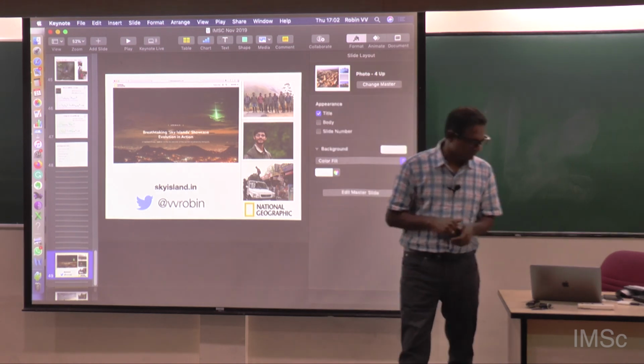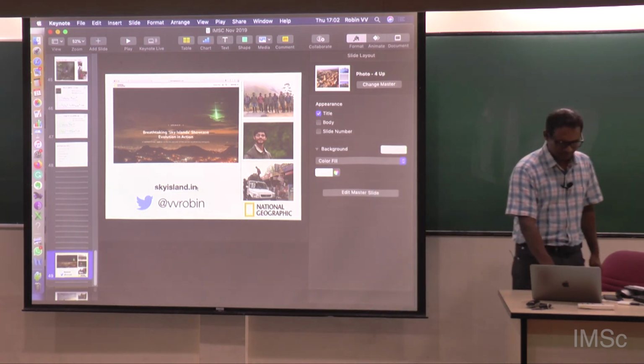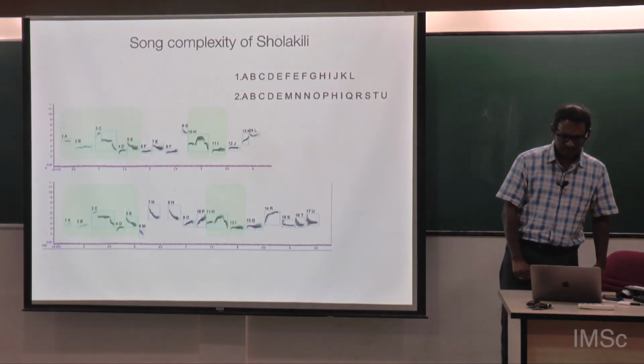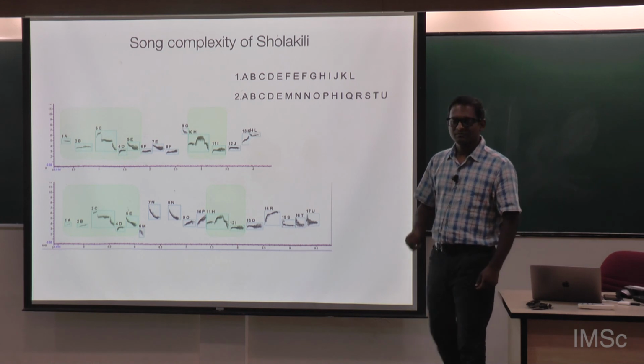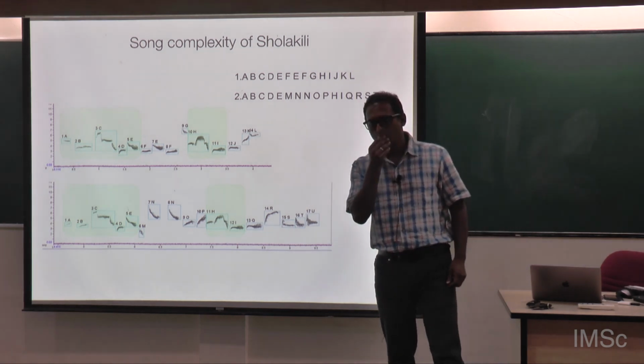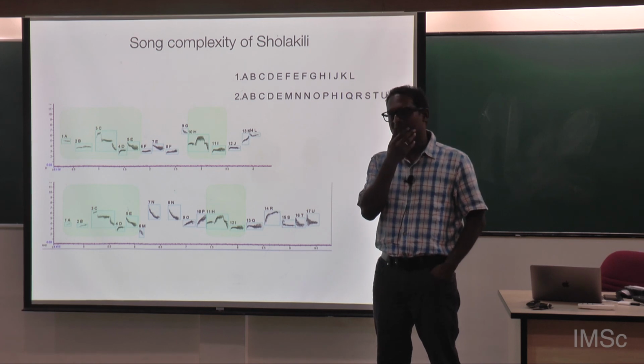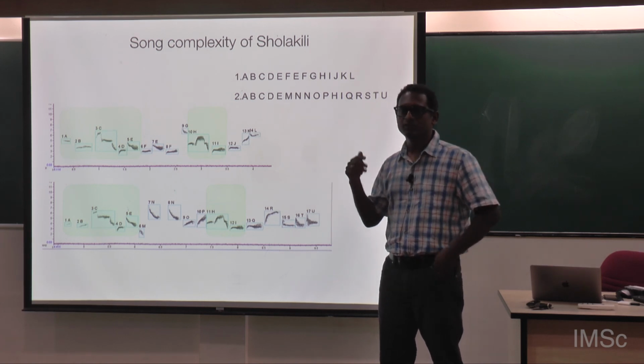So in the last slide, you showed the variations in the songs of two individuals of Shola Kili, right? Yeah. So how much variation is in the song of a single individual at two different time points, or is there any? Yeah. So one of the students is actually doing that.